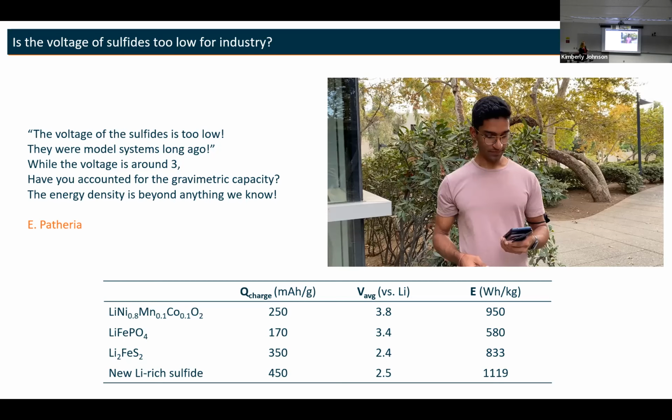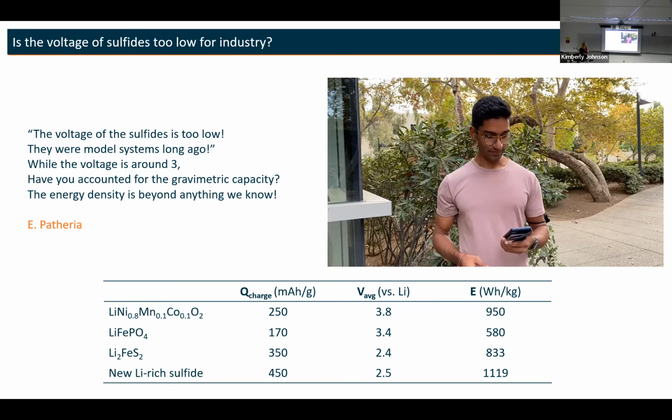So the column you want to look at here is the energy density. This is watt hours per kilogram, which takes into account the capacity and the voltage. If you look at the energy density of Li2FeS2, it's about 833. If I compare that with the NMCs, it's comparable to commercialized oxide materials, but now we're using iron, which is a much more sustainable metal. If we compare it to lithium iron phosphate, which several companies are now touting for next generation batteries for their EVs, it's much, much better than lithium iron phosphate. So it's better than the best iron containing material.